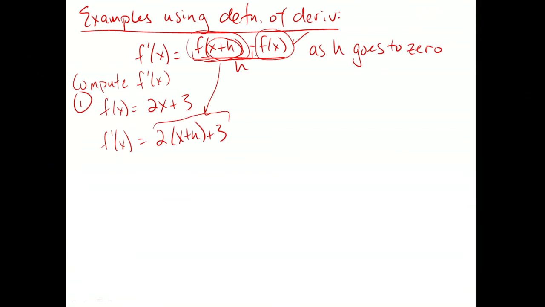Okay, then what else? Well, then I have to do minus. That's what the formula says up here, right? Minus f of x. Well, that's a no-brainer. F of x is right there. So minus 2x plus 3.